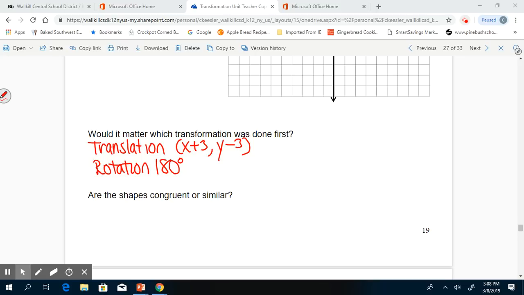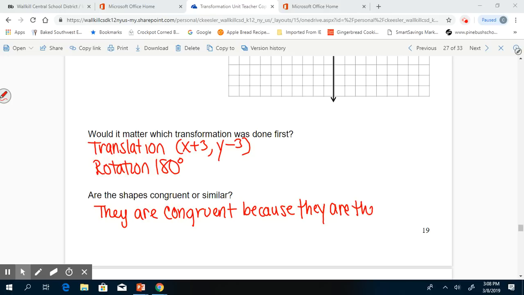So are the shapes congruent or similar? It should be obvious that they are similar. Or sorry, not similar. They are congruent because they are the same shape. They are the same shape and size. You could also add, if you wanted, that a dilation did not occur, and the dilation is the only transformation that would change the shape and size.